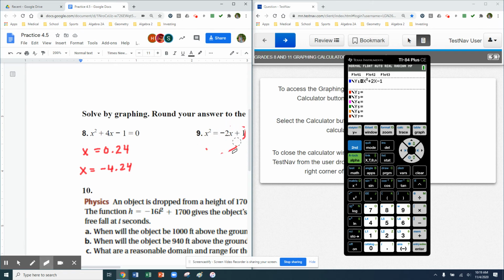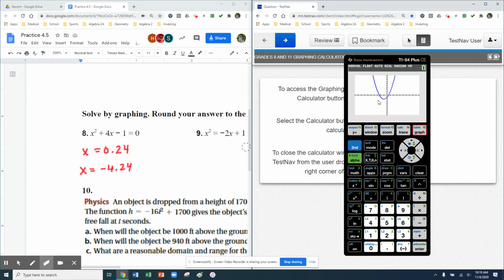File, do you have a question? Yeah, what should our window be? Zoom 6, so get back to that standard window. If you hit Zoom 6, then you should be able to see all these. All these are set up to see right in that 10 by 10 window, so you can practice. Okay? So now I'm going to hit x squared plus 2x minus 1.